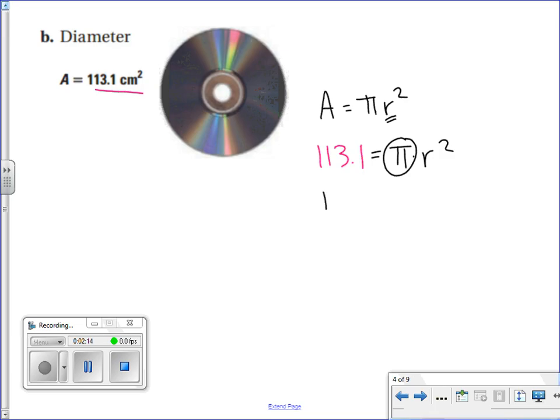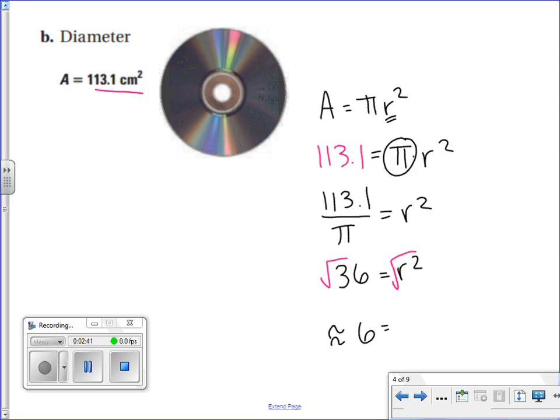So if I divide 113.1 by pi, I then get r squared. So that is approximately 36. And to find r, I then do the square root. So the radius is approximately 6.